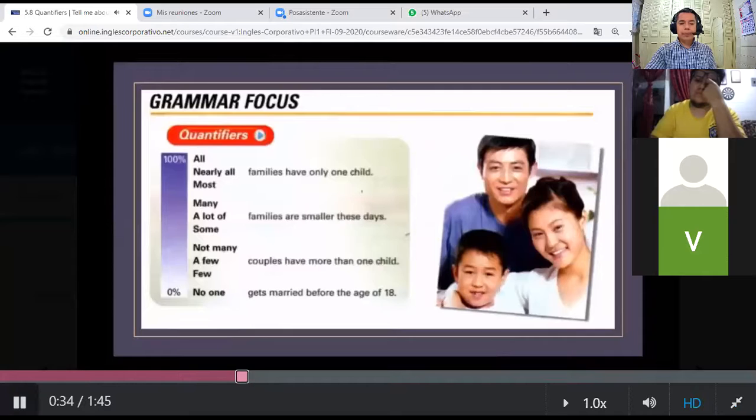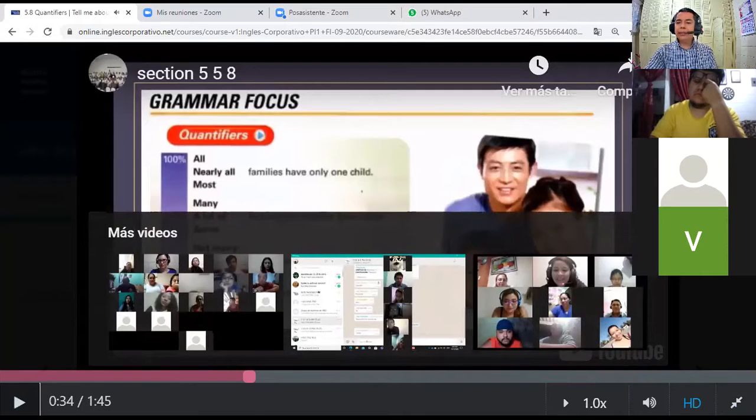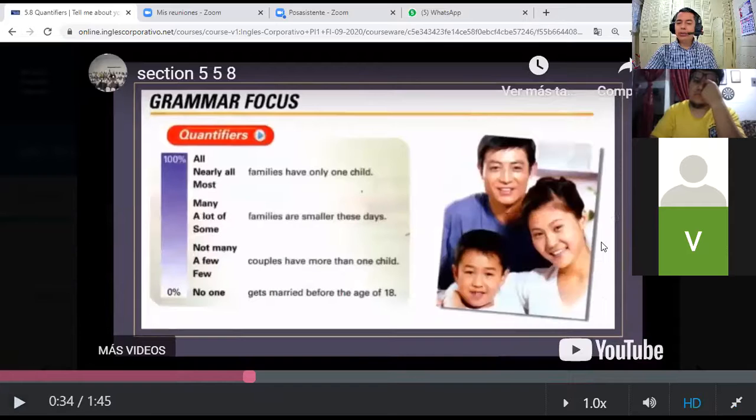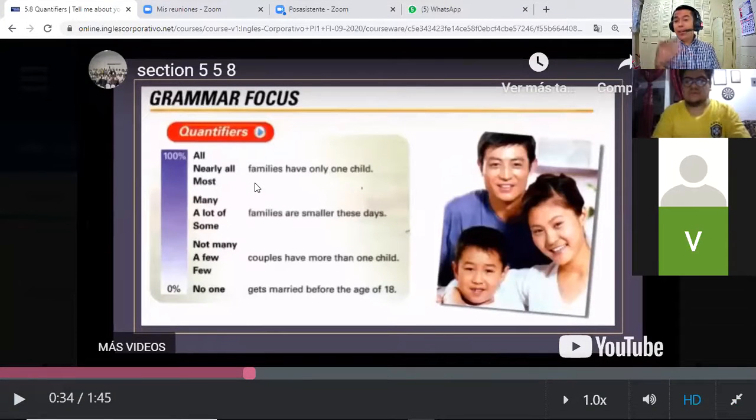A lot of families are smaller. Okay, according to the task, right? To the commentaries, you're going to add, give an example, right, about yourself. For example, you can say, all my cousins are in the United States, for example, right? Nearly all my uncles like music, for example, right? Most neighbors are noisy. La mayoría de mis vecinos son ruidosos, right? Okay, many friends like reggaeton, for example, right?